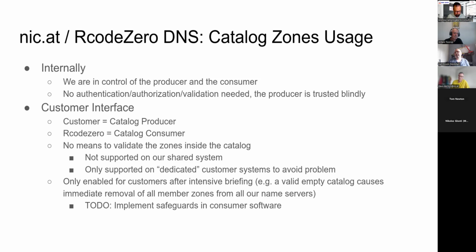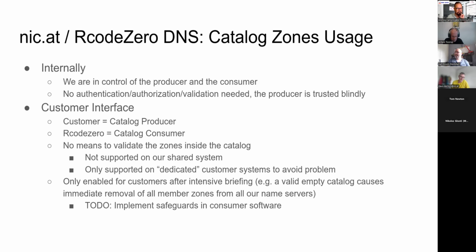And before we go to offer the catalog zones to a broader audience, we're looking to implement some more safeguards in our consumer software. So even if an empty catalog is, by the RFC, a valid catalog, we want to implement some safeguards, for example, that the customer can configure. If there are less than 1,000 zones in the catalog, then it's probably a problem on my side, so don't trust the catalog. So of course, we have to implement that in the name server software.